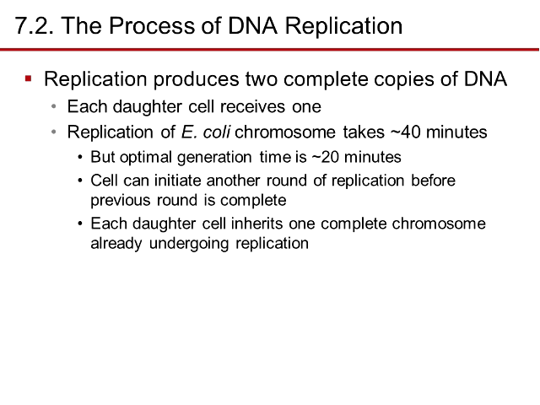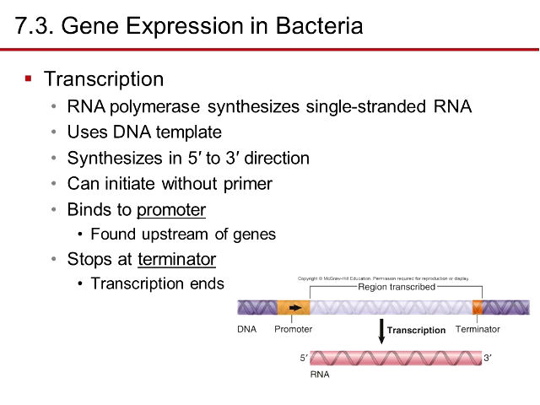Replication, for instance, of the E. coli chromosome takes about 40 minutes, but optimal generation time is about 20 minutes. A cell can initiate another round of replication before the previous round is complete. So these are not linear; they can occur in a somewhat semi-parallel sort of way. Each daughter cell inherits 1 complete chromosome already undergoing replication. So it's kind of just an interesting process when you think about it.